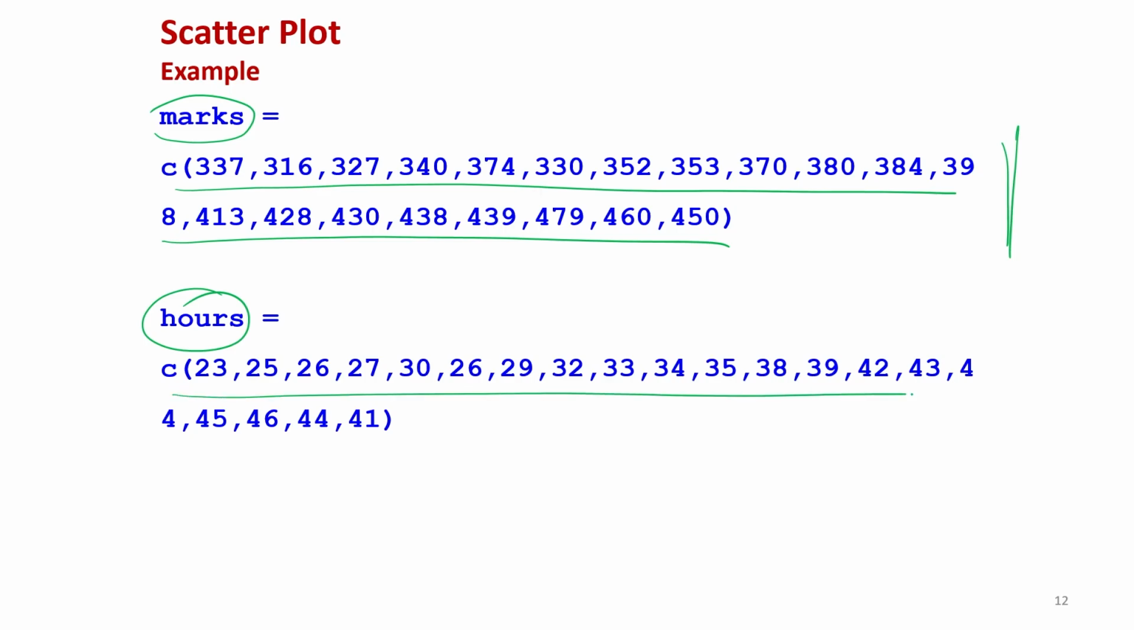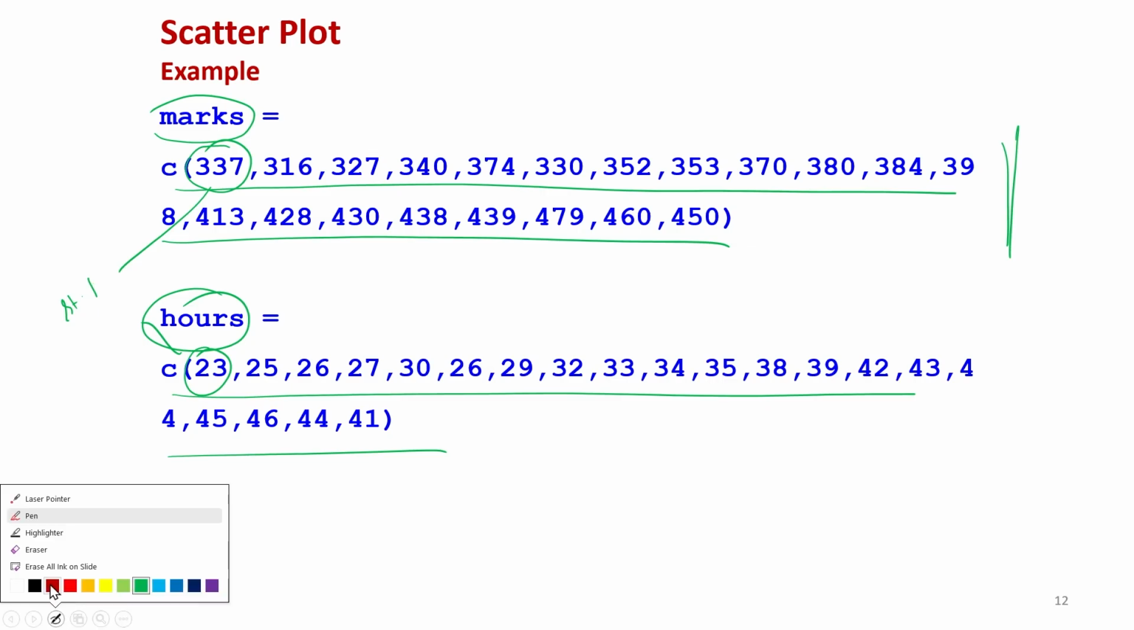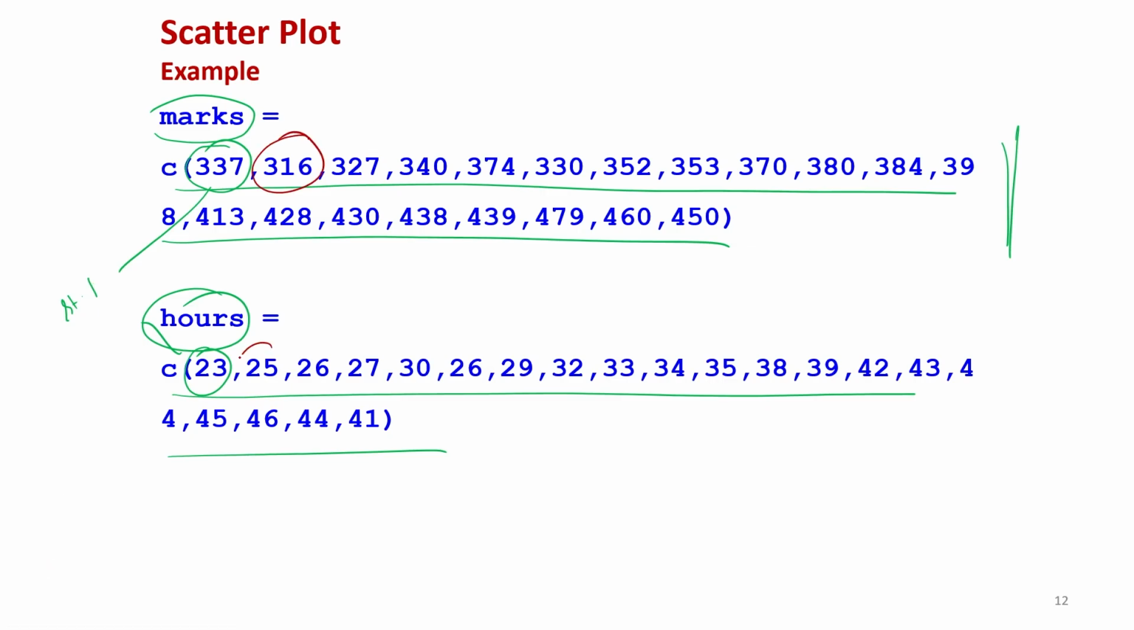So I have two data vectors, marks and hours, having 20 observations each, and these are paired observations. For example, the first value in marks and the first value in the hours data vector belong to student number 1, and similarly the second value in marks and the second value in hours correspond to student number 2. The last value in the marks data vector, 450, and the last value in the hours data vector are related to student number 20.